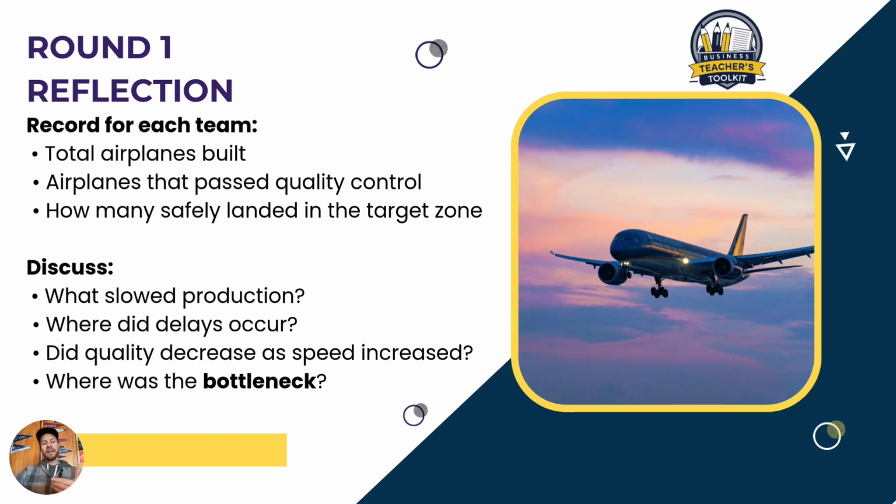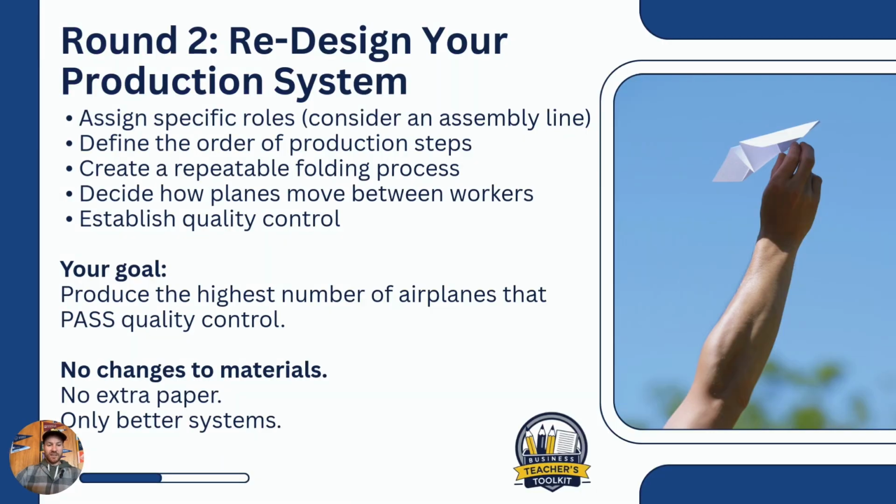With that time, I usually do this on the next day. They've had time to kind of process what it is that they did. And now we do round two. They redesign the production system. They have to assign specific roles. They don't have to do an assembly line, but I do encourage them to consider it.